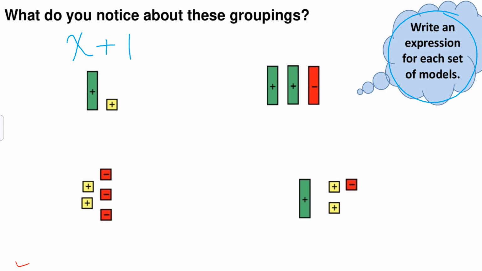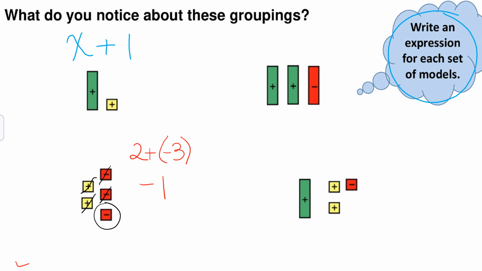If we look at the one just below it, you can see that we have 2 positives, and we're going to combine that with 3 negatives, and that is going to be equal to negative 1, and we can use our 0 pairs to calculate the value. We have a positive and a negative goes to 0, positive negative goes to 0. That's going to leave us with negative 1, so that's going to be our answer.